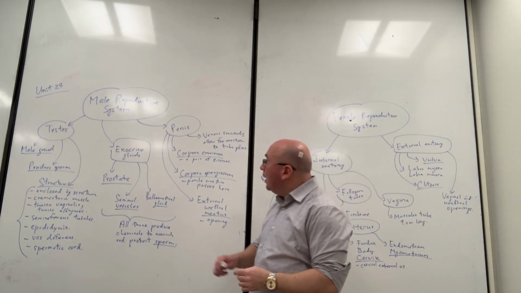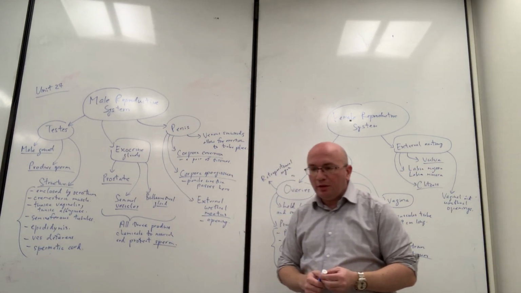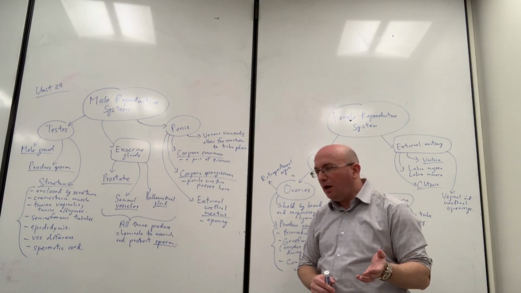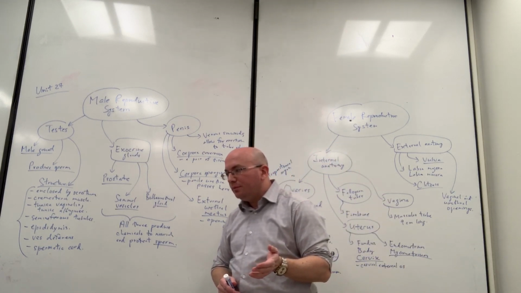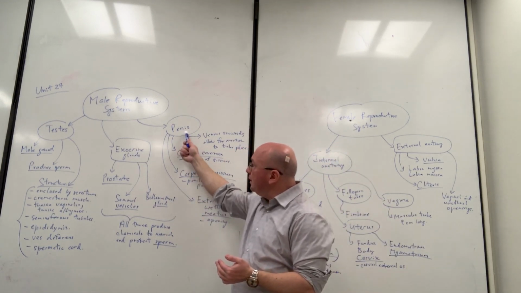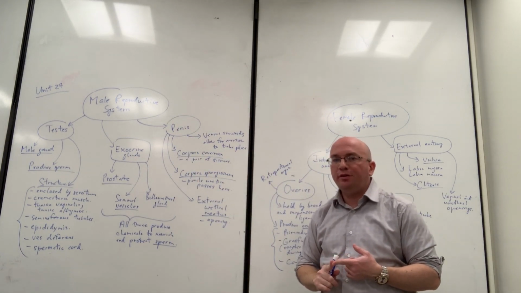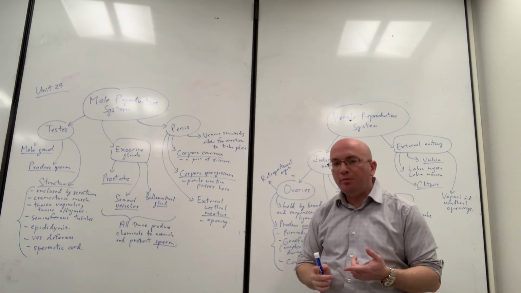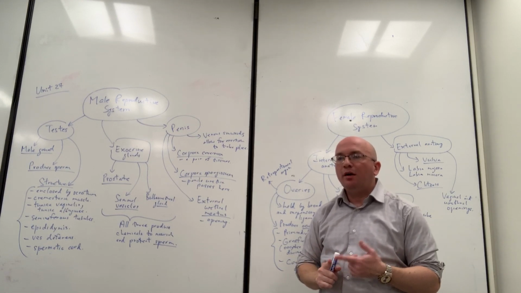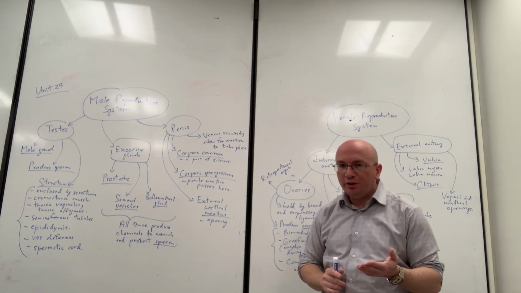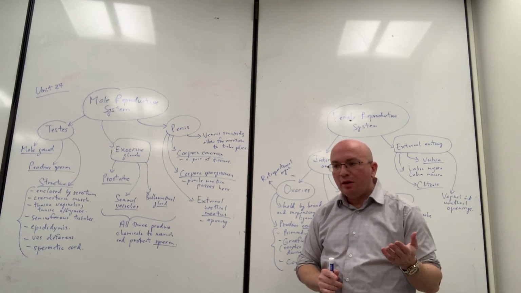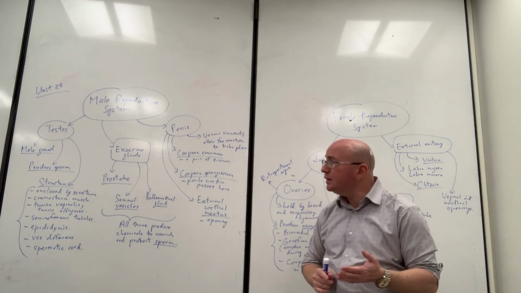Now, obviously, the sperm needs to be delivered to the female, right, through the penis. So the penis serves two purposes. One is for the delivery of semen and sperm. The other is as a urinary tract, as the urethra goes through the penis.